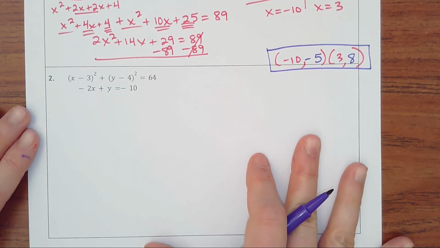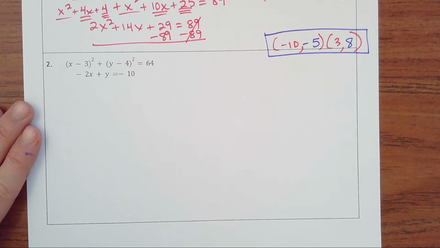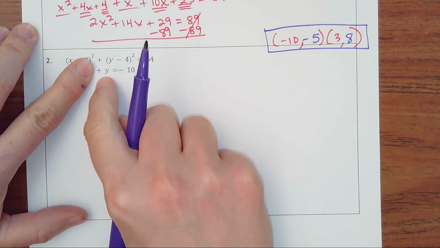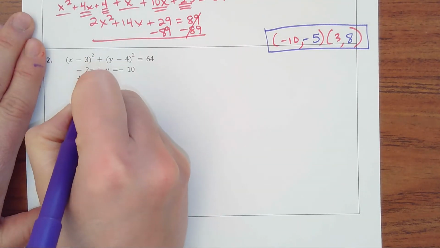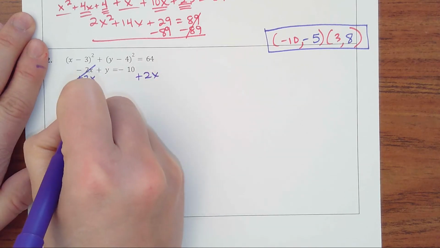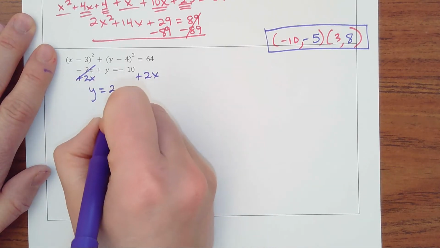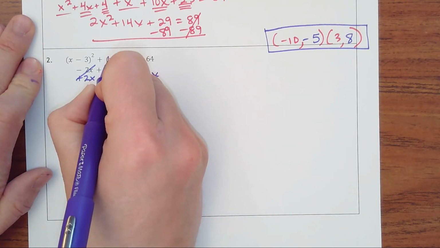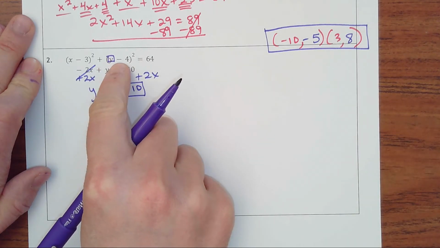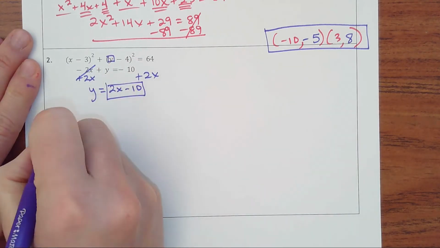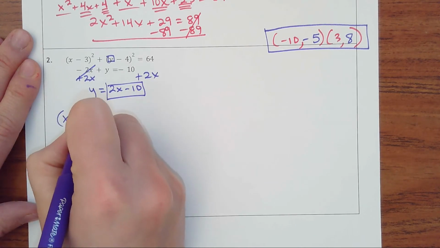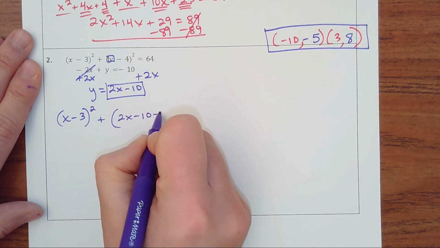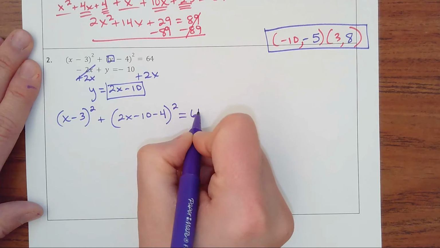Okay, number 2. So again, I need one that starts with x equals or y equals. I like that this y is just a 1y. So it's very easy to just add the 2x, move it from there over to here. That is now y equals, I'm going to put 2x first, 2x minus 10. This is a replacement or a substitute for y. So it's going to be this minus 4, simplify that, then square. X minus 3, quantity squared, plus, replacing my y, 2x minus 10, minus 4, quantity squared equals 64.